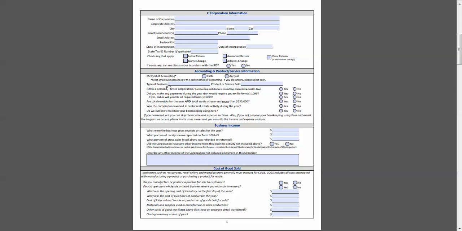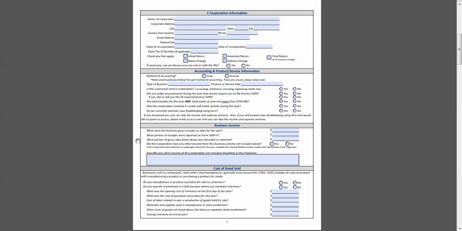Page 1 asks for some basic information concerning your business, such as the name, EIN, and address. Additionally, you are asked some basic questions about the accounting methods and activity of the business. The last question of this section asks if we prepared your bookkeeping for the tax year. If yes, you can skip the rest of the organizer except for the second page, which is the shareholder information section. If no, you will need to complete the remaining sections.